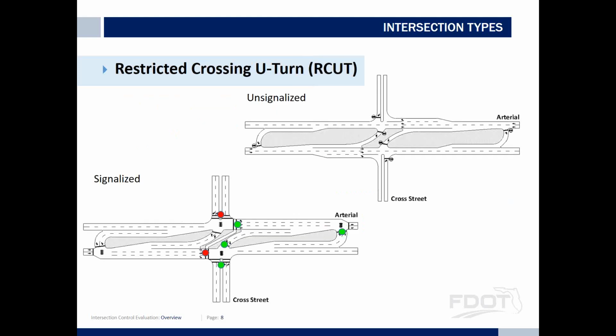Another type of interesting intersection is the restricted crossing U-turn, or the R-cut. There are two flavors, unsignalized and signalized. These are well-known innovative intersection types in North Carolina. They call them super streets over there, but they have been operating very well, and they've tweaked the signalized R-cuts to actually operate a little bit better than what was previously designed. So there have been some tweaks to it, and what we understand is they're very successful intersections.